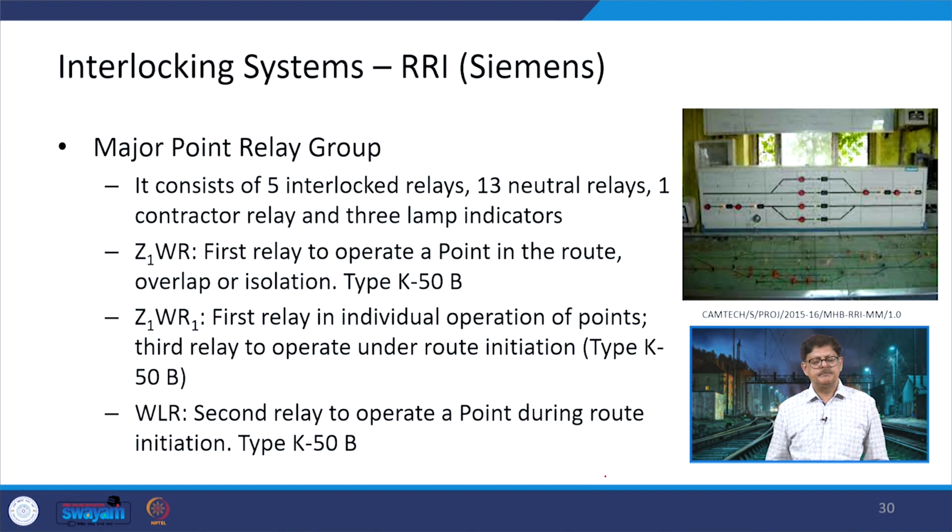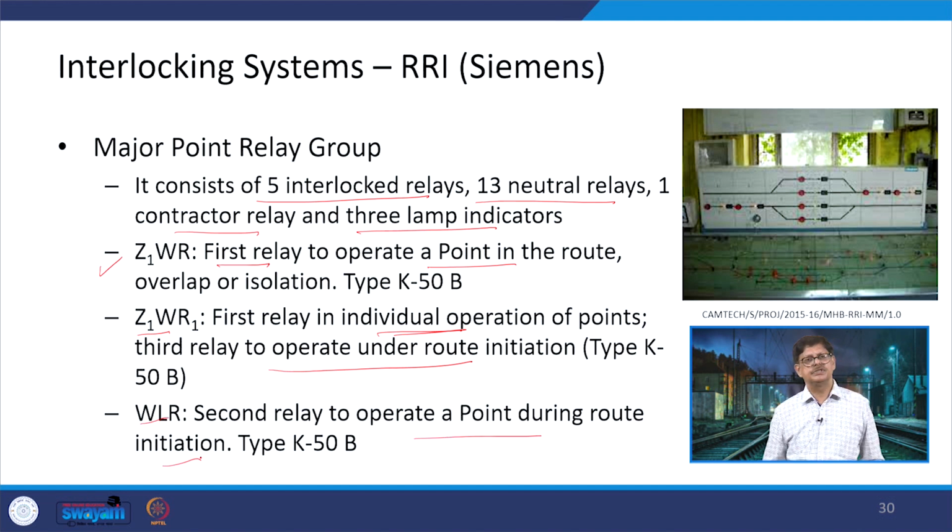Now, in the case of this major point relay group, it consists of 5 interlocked relays, 13 neutral relays, 1 contactor relay and the 3 lamp indicators. Now, there are certain codings. Z1WR, this is the first relay to operate point in the route or overlap or isolation. There is Z1WR1, this is the first relay in individual operation of the points and the third relay to operate under the route initiation. WLR, it is the second relay to operate a point during route initiation. So, these are different type of relays.